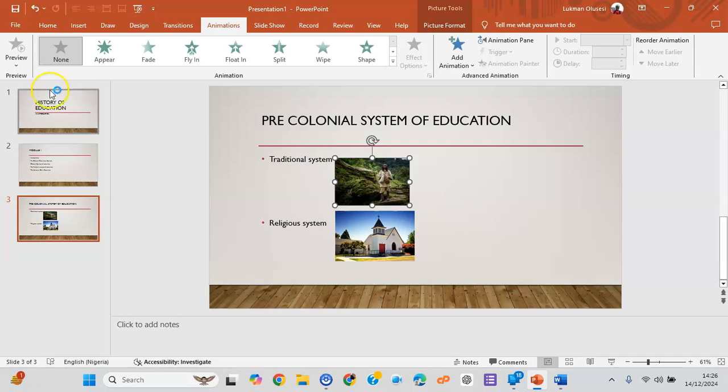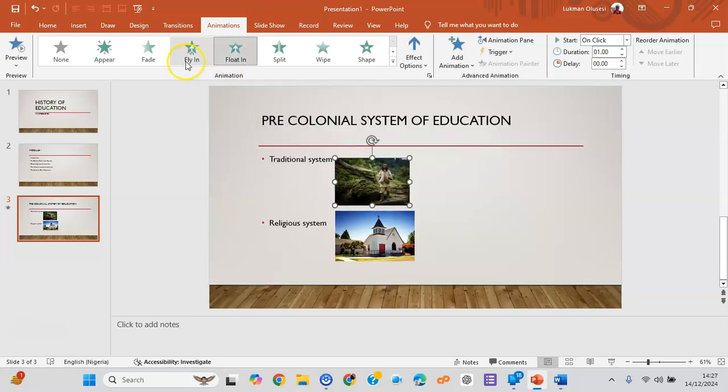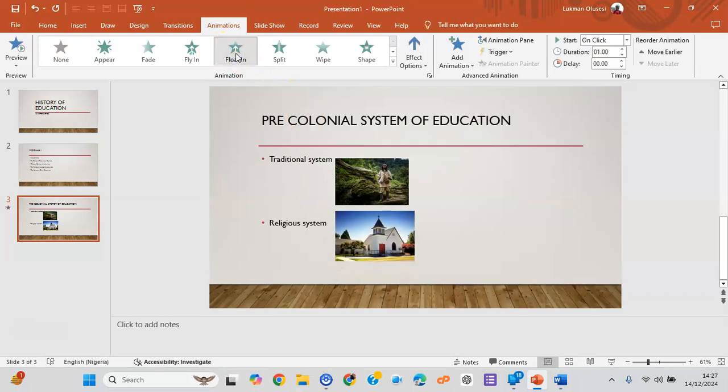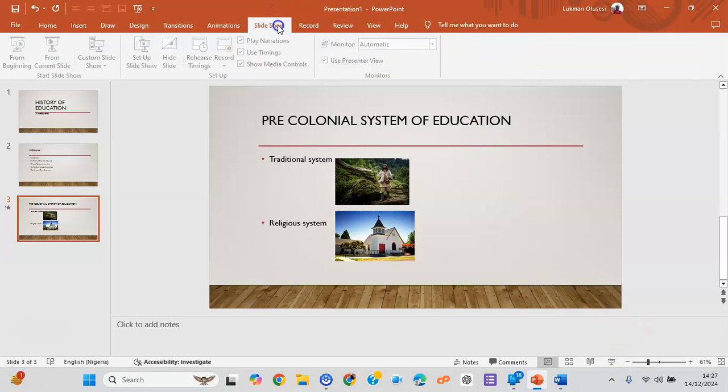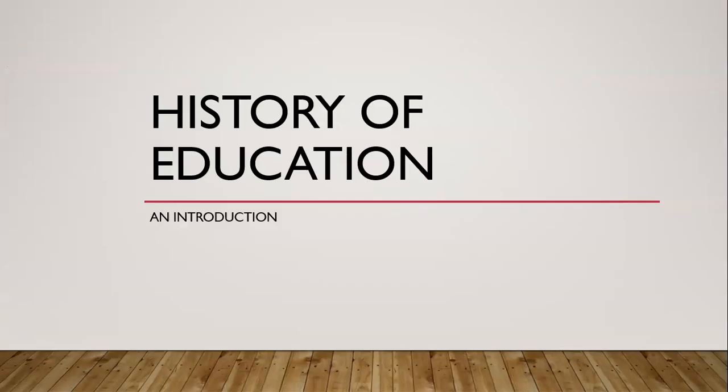Auto preview. If you ask it to float in, it will float in like that. If you ask it to fly in, it will fly in like that. And then click on this. Let's choose floating for that one. Okay. And if you click on slideshow to see what your animation actually does better, let's start from the beginning.